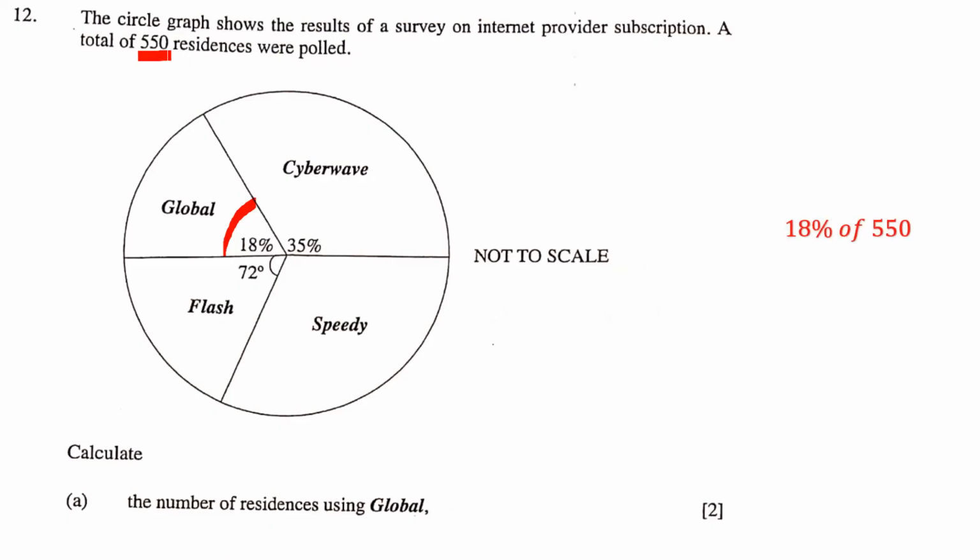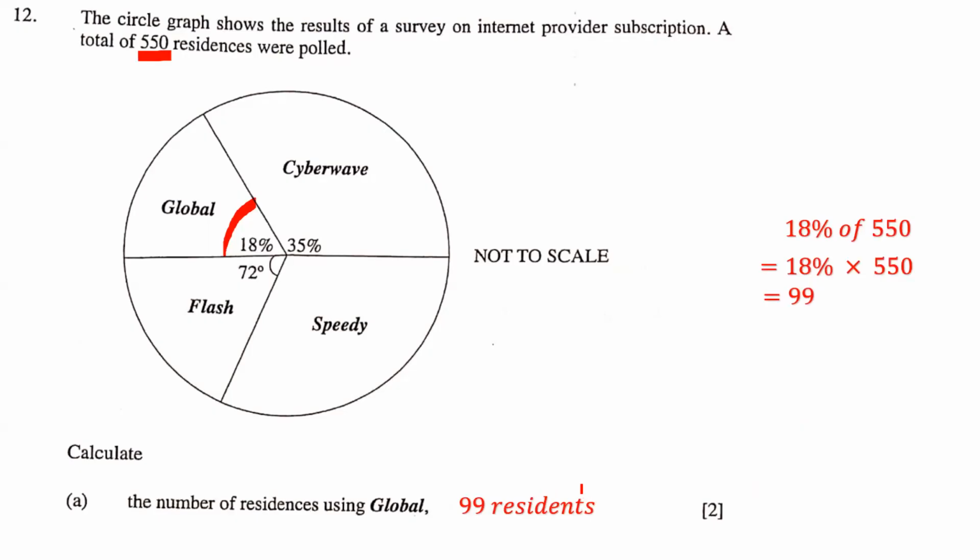And so we know that 18% of 550 is going to give us how many residences are using global. So we know that of means multiplication. So we're going to multiply 18% by 550. And if you just put it in your calculator, 18% times 550, that's going to just be 99. And so the answer here is 99. All right, moving on. So it's 99 residences, okay?